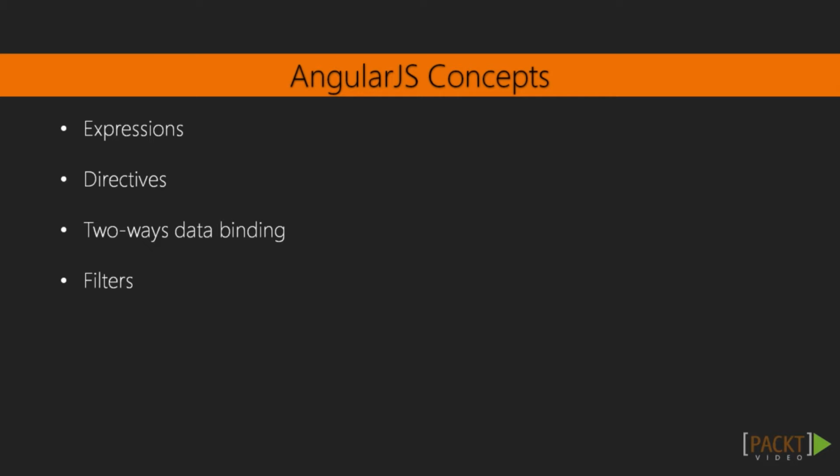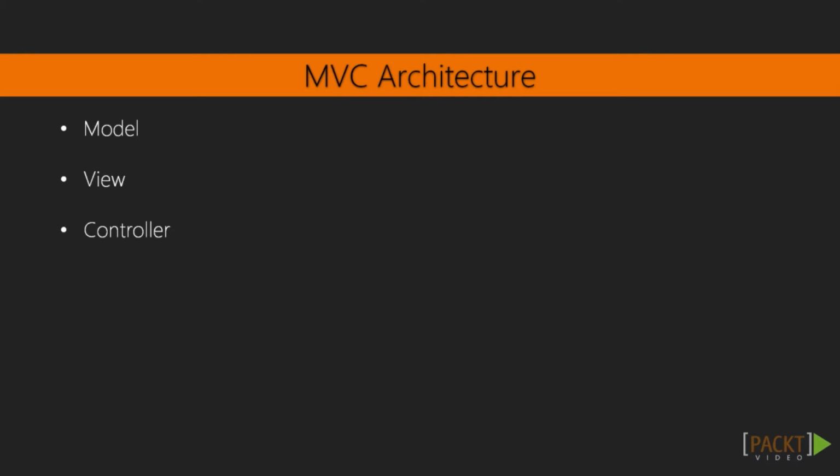Now that you're familiar with those templating concepts, let's move our eyes from the HTML for a second and take a look at the structure of our application. First of all, AngularJS makes use of the MVC architecture. MVC stands for Model, View, Controller, and it basically dictates that we divide our application into 3 separate layers.